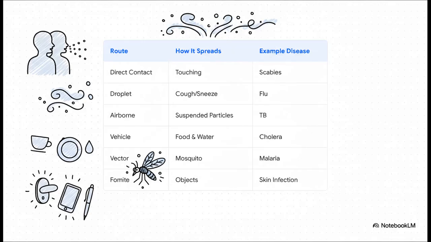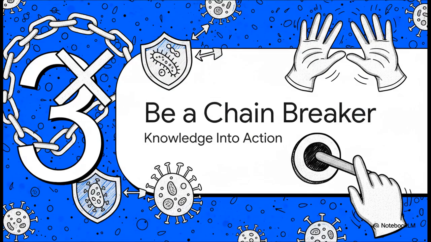Okay, wow, that was a lot. So let's just quickly pull it all together. We've got our direct routes, like touching and coughing, and then our indirect routes, which use things like the air or food and water or mosquitoes and doorknobs. Each one has its own MO, its own classic example. All right, so now we know the playbook. We've seen all the sneaky routes germs can take.